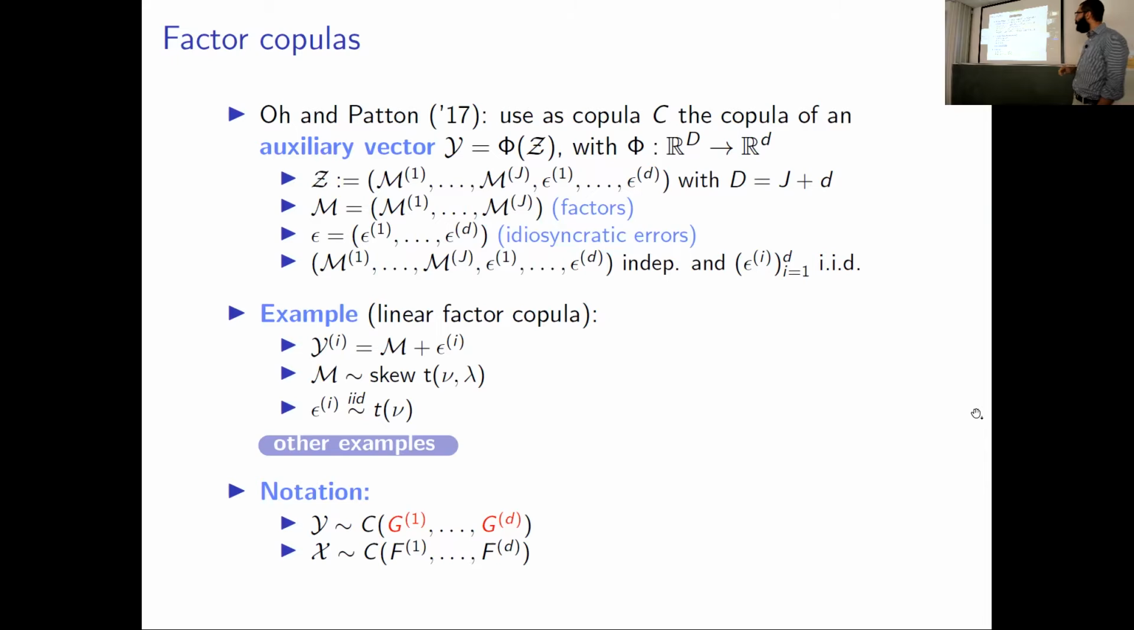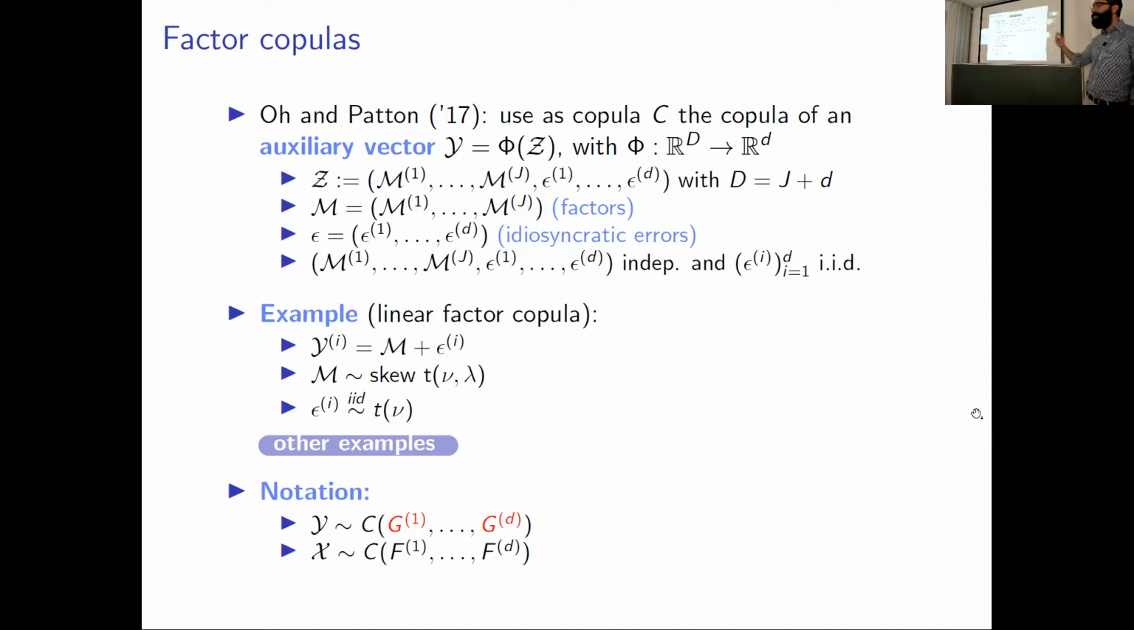Okay, so the idea is this. It's like a factor model, for those who know factor models from economics, a very simple thing. So Z is a vector with M and epsilon components. So we have J components of M and D components of epsilon in the following way. Sorry, M is a vector of factors. So capital J will be a number that's much smaller than small d.